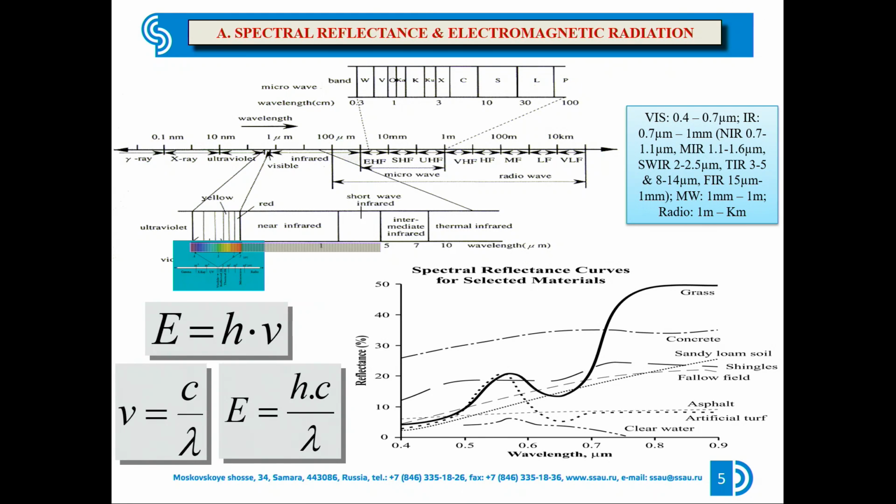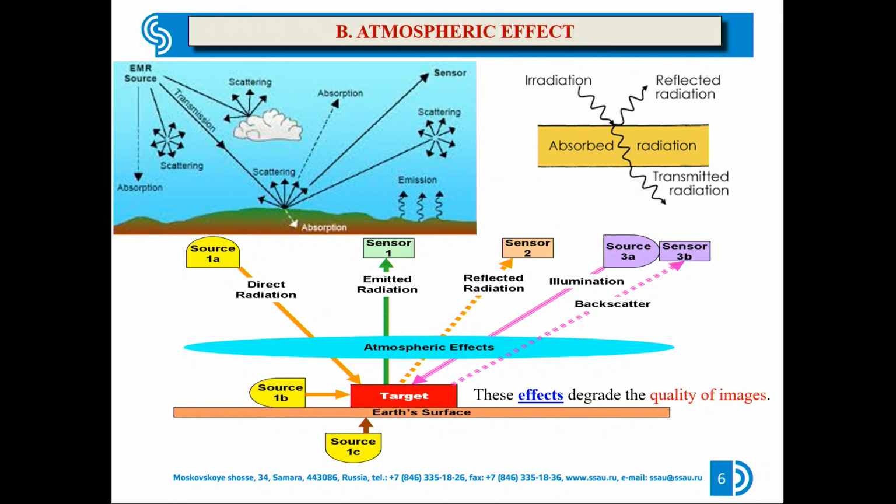So, this is the second part, atmospheric effect. When energy passes from the sun to our earth surface, it passes through the atmosphere, and the atmosphere always affects the radiation and is the main cause of the degradation of image quality. Some radiation is absorbed, scattered and transmitted by dust particles, gas molecules and clouds, and only some energy reaches the ground. It has two or three chances: it may be reflected, absorbed or transmitted. Only reflected energy is useful in satellite remote sensing.